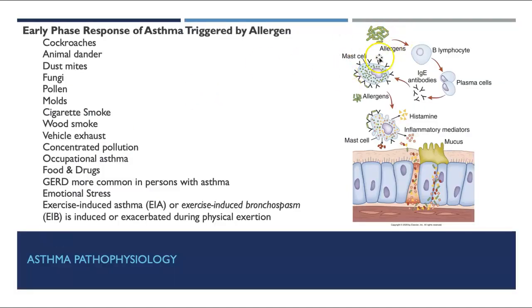So this picture over here demonstrates the pathophysiology. There is that allergen. It affects the B lymphocyte. It causes the plasma cells to release those IgE antibodies, which then cause the mast cell, the allergens, and then the mast cell releases histamine and the inflammatory mediators, which results in that mucus and the narrowing and all those other things.